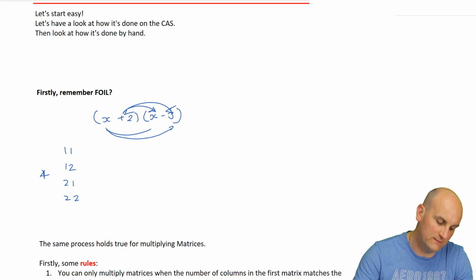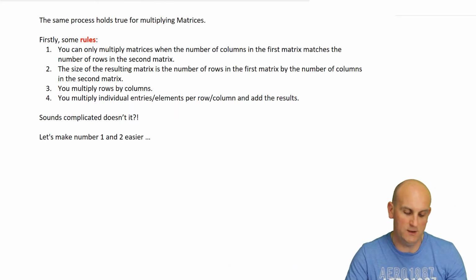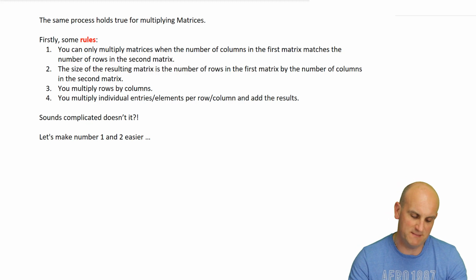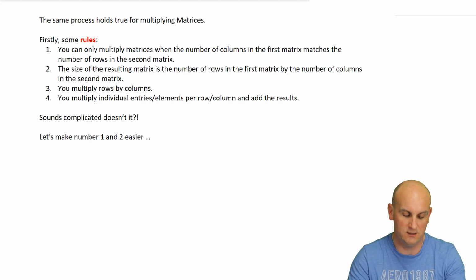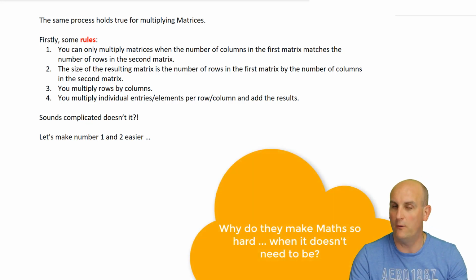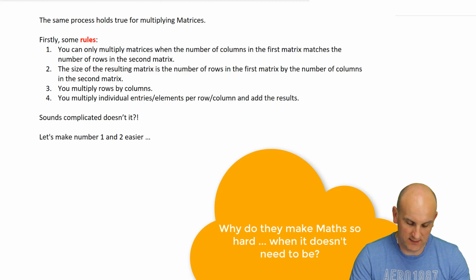Now the rules, and I've deliberately written these like this, are: firstly, you can only multiply matrices when the number of columns in the first matches the number of rows in the second. The size of the resulting matrix is the number of rows in the first matrix by the number of columns in the second. Believe it or not, there's a much, much easier way than doing this.